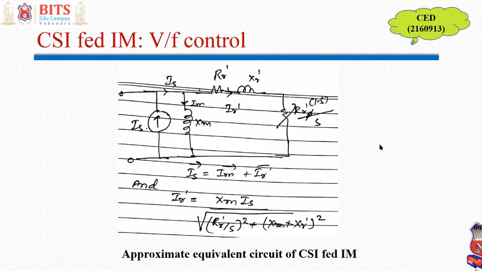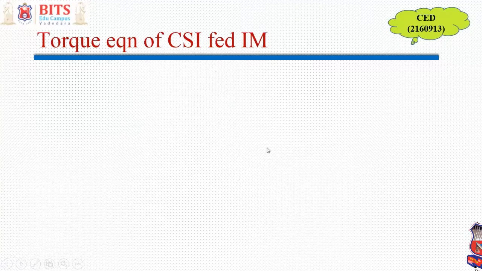So if Vs is the supply voltage, we can replace it with the current source over here. So this is the approximate equivalent circuit of induction motor, which I can modify just by replacing the voltage source over here by a current source. So I can say the rotor current over here can be expressed in terms of the source current Is in this fashion, and this current is producing the torque.